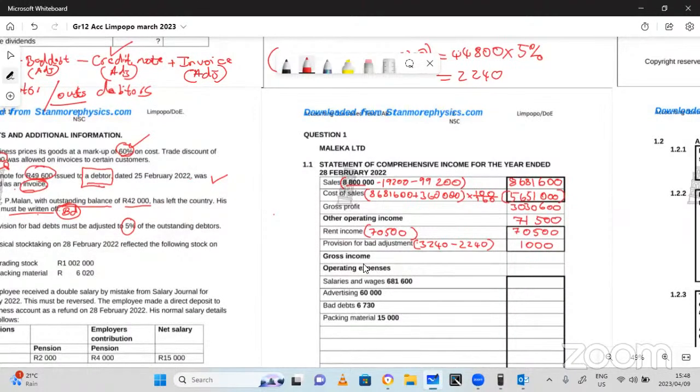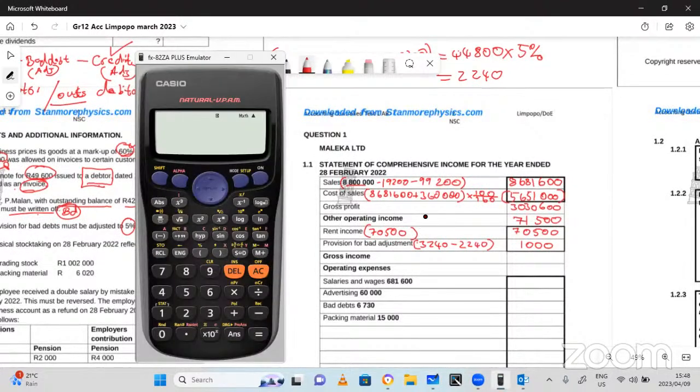Then again, we look for our gross income. So how do we get gross income? We have to take your gross profit and add it to your total of your other operating income. So in this case, we are going to take the 3,030,600 rands and add the 71,500 rands. Then there it is, guys.